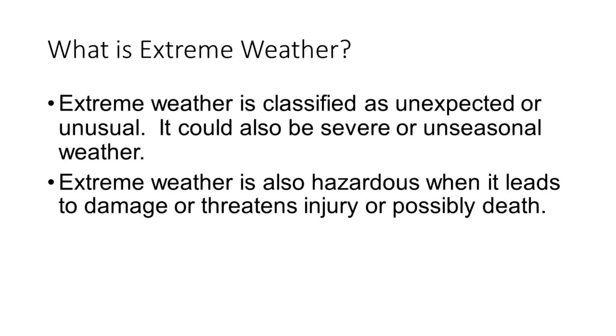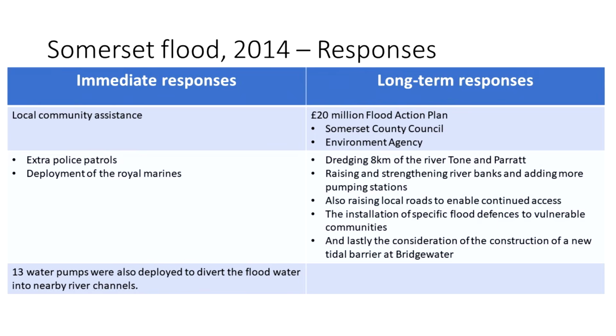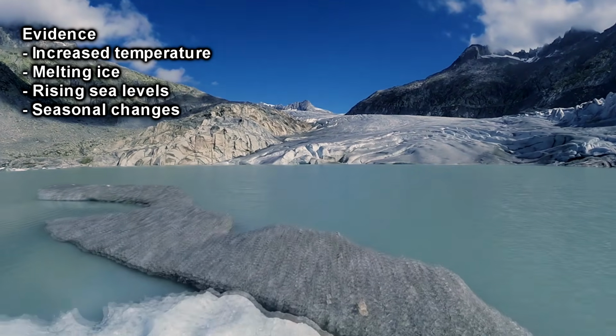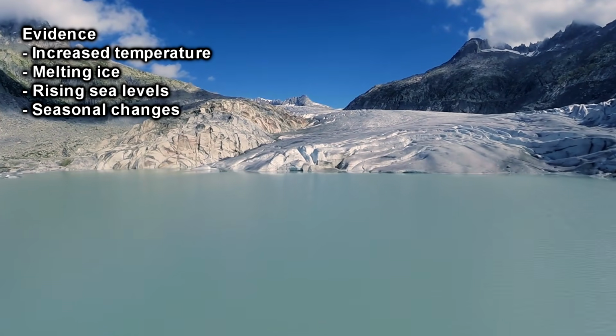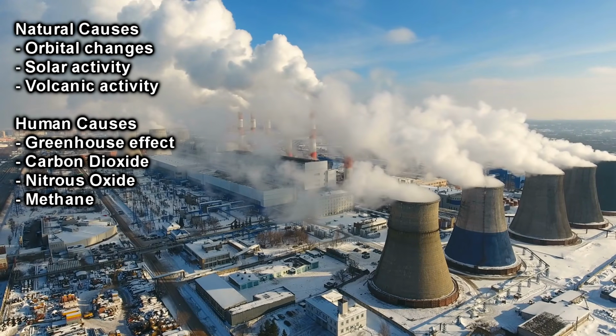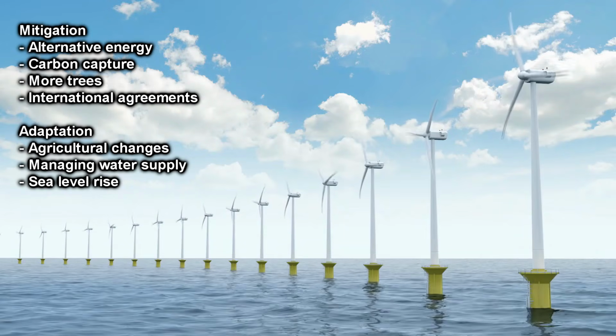Extreme UK weather is also essential for this unit. You should have studied a case study of extreme weather in the UK, such as the Cumbria floods from 2009 or the Somerset floods from 2014. Climate change is the last part of section A, and you should understand and have reviewed the main evidence proving climate change is happening, looked at the natural and human causes of climate change, as well as understanding mitigation and adaptation strategies to climate change.